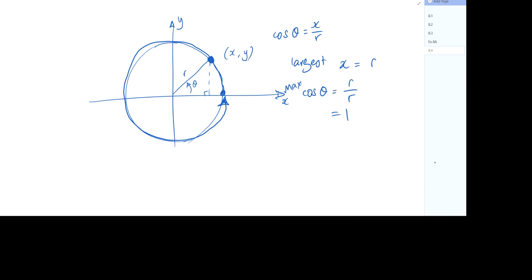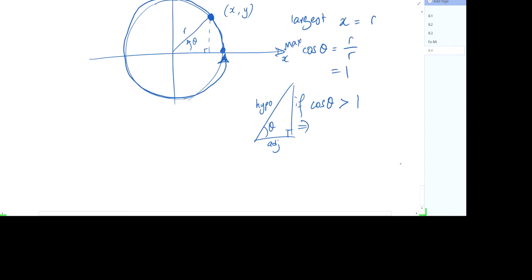You cannot draw a right angle triangle where we have cosine theta, this is our adjacent, this is our hypotenuse, such that cosine theta is greater than 1. Because that would imply that adjacent over hypotenuse is greater than 1, which implies that adjacent is greater than hypotenuse. Can you draw a right angle triangle with adjacent greater than hypotenuse?